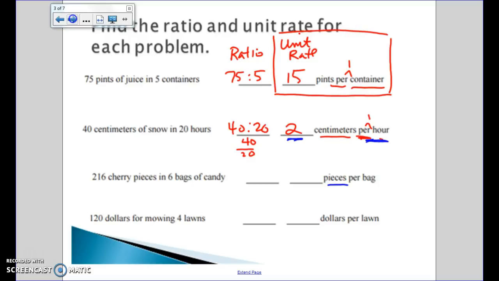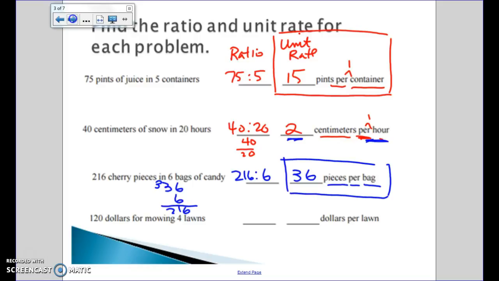In this case, it says pieces per bag, so we're going to compare pieces to the number of bags: 216 to 6. I know that 6 goes into 216 36 times, so there must be 36 pieces per bag. You can always check to see if that makes sense. If there's 36 pieces per bag and there are 6 bags, 6 times 6 is 36, 6 times 3 is 18, and so 216. There you go. Again, this is called the unit rate because it's per 1 bag.